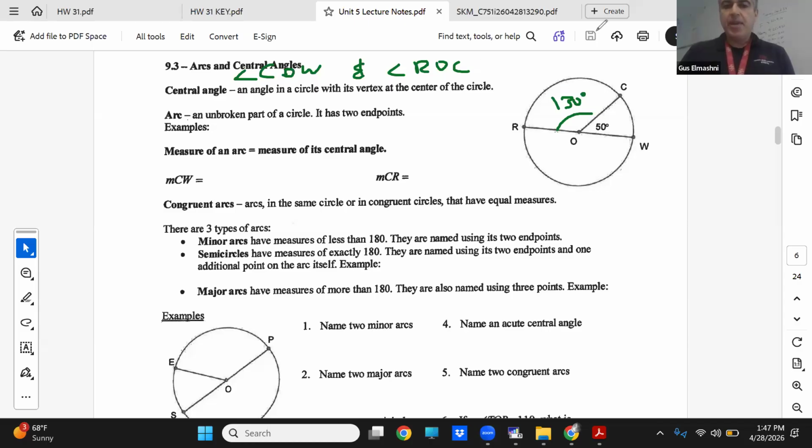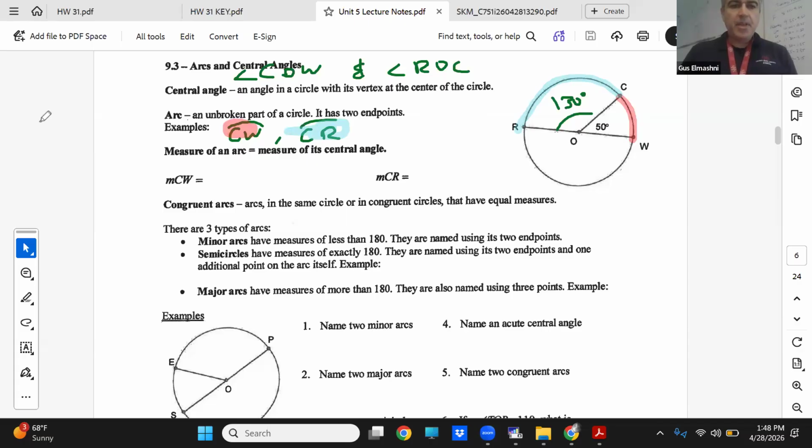Okay, an arc is just simply a portion of a circle. That's all it is. So examples would be, and we'd write it like this, like CW. You put a little arc symbol or crescent symbol on top of it. Or another example would be CR. CR is an arc. So if I get a highlighter out, like CW, that's an arc. Or if I go blue, RC or CR, whatever you want to call it, that's an arc. So those are examples of arcs.